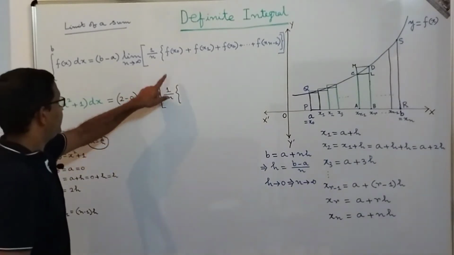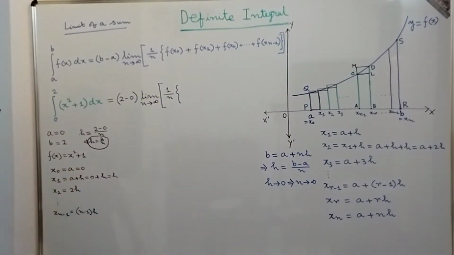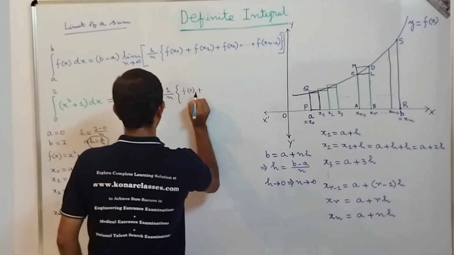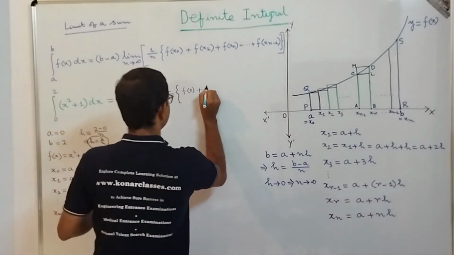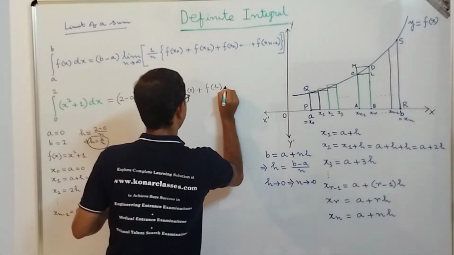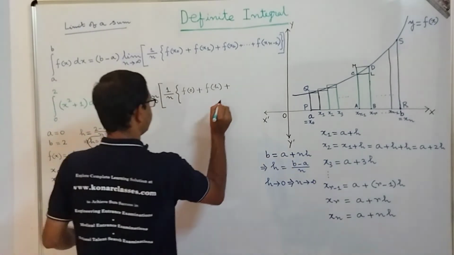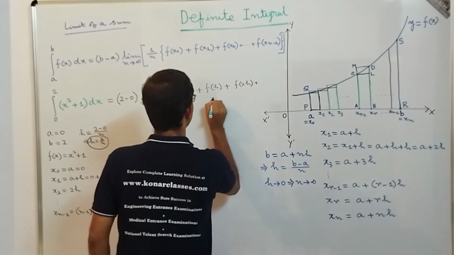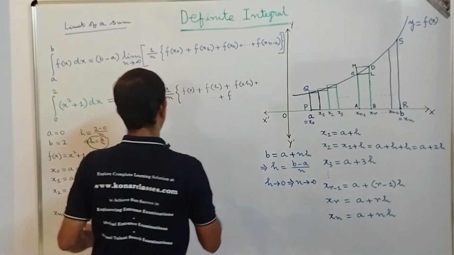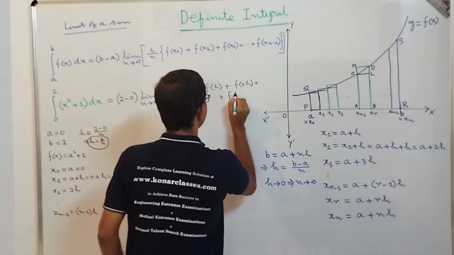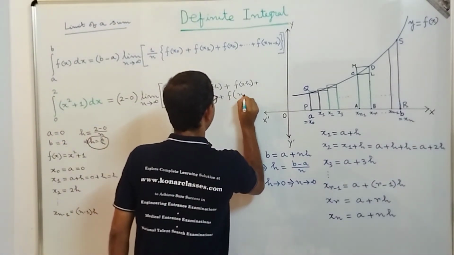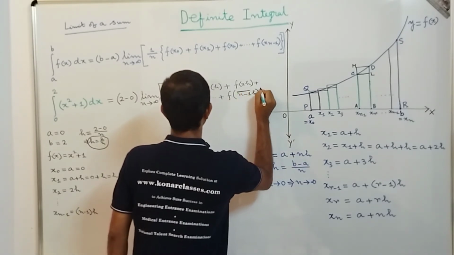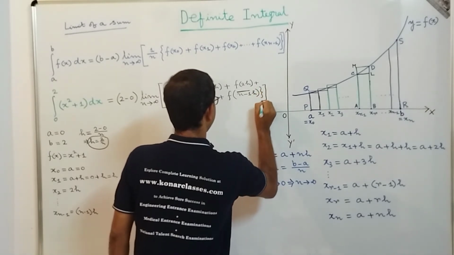So what we write? 1 by n into f(x0). f(x0) means f(0). Correct? So we write f of 0 plus f of x1, that means f of h, plus f of x2, that is f of 2h. In that way it will continue till f of x n minus 1, that is f of (n minus 1) into h. So this is the limit we get.